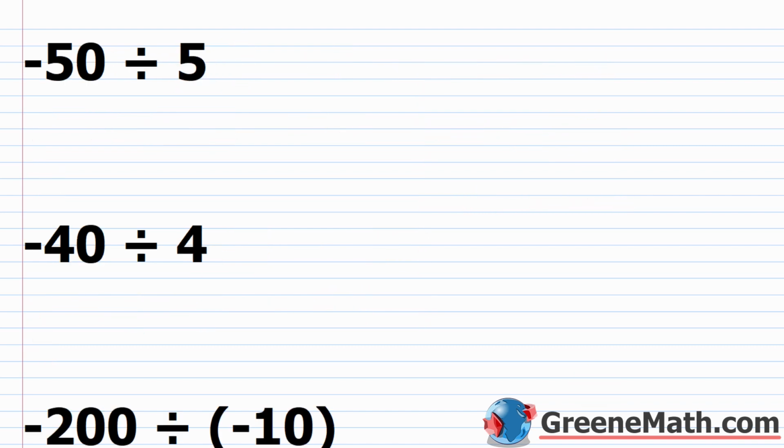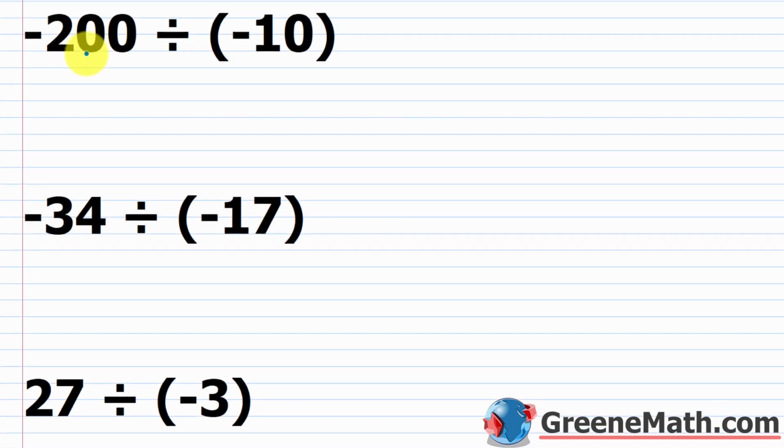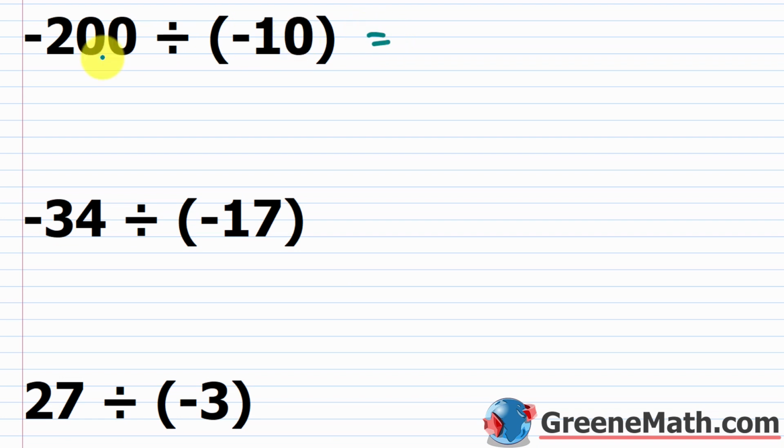Okay, let's burn through some examples. So you have negative 50 divided by 5. Negative divided by positive is negative, and 50 divided by 5 would be 10. So this is negative 10. Here you have negative 40 divided by 4. Negative divided by positive is negative, and 40 divided by 4 is 10, so this is negative 10 as well. Then we have negative 200 divided by negative 10. Negative divided by negative is positive, and 200 divided by 10 is 20. And then coming down here, you have negative 34 divided by negative 17. Negative divided by negative is positive. 34 divided by 17 is 2.